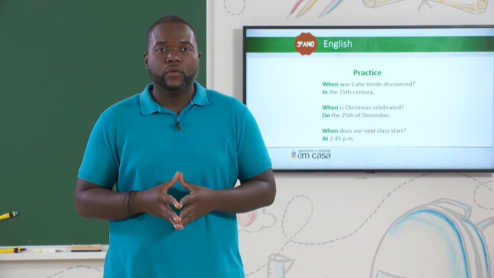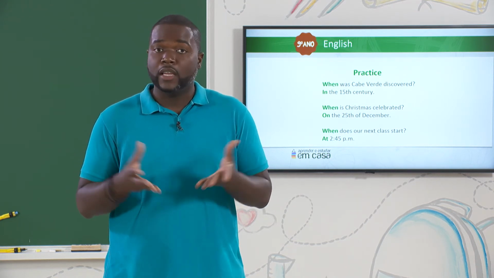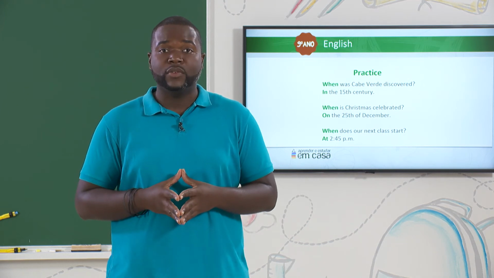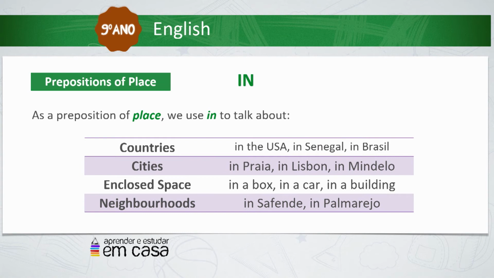Okay, that's how we use in, on, and at as prepositions of time. Now let's see how we use them as prepositions of place. As a preposition of place, we use in when we talk about countries, for example, in the USA, the United States of America, in Senegal, or in Brazil. Also when we talk about cities, in Praia, in Lisbon, or in Mindelo.